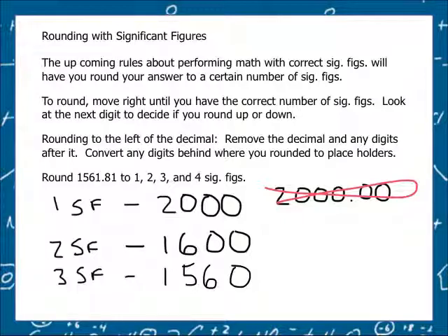Okay, so when you're looking at rounding to the left of the decimal, you're going to replace the numbers that you round away with placeholders, but only until you get to the position where the decimal was. Everything after the decimal is just going to get dropped off. And let's finish this up. 4 sig figs.